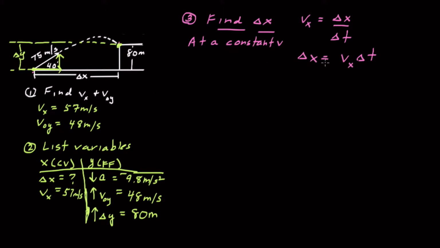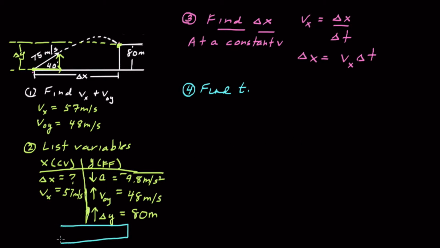Excuse me, and when I do, I can just plug it into here. I already know the velocity in the x direction is 57. I'm going to multiply that by time. But I have to use my y information here to find time. So really, that third step was jumping the gun a little bit because I can't solve it. I need to find time. How am I going to find time?